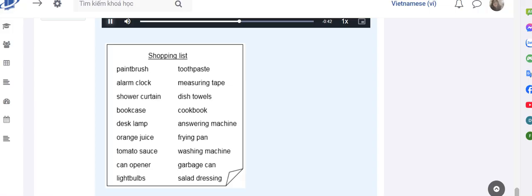Measuring tape, dish towels, cookbook, answering machine, frying pan, washing machine, garbage can, salad dressing.